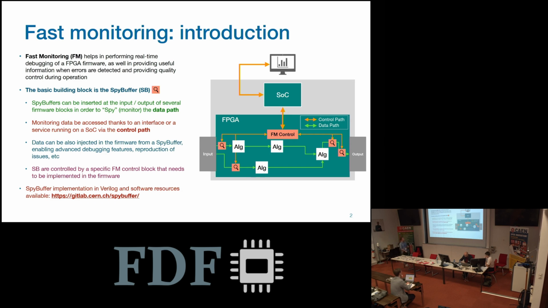And ideally, the content of the Spybuffer can be accessed via the control path, so via some special channel, which is then talking to a service which, for instance, can run on an SoC, but you can have also several other interfaces as an alternative to this. The interesting part is that this is not only for spying or monitoring the data path, it is also for injecting data. And the purpose is that with this you can enable some advanced debugging or reproduction of issues and some other things that I'm going to talk about in a moment.